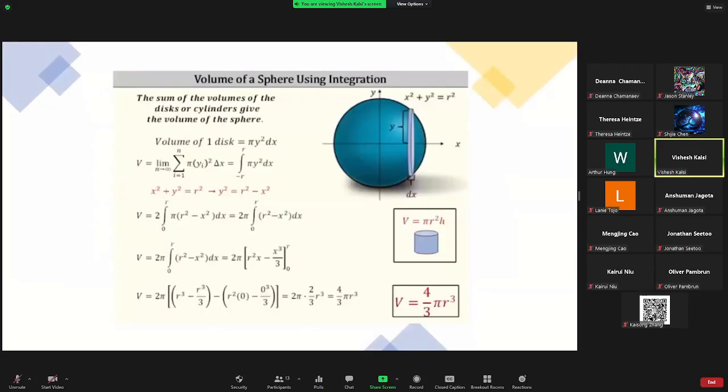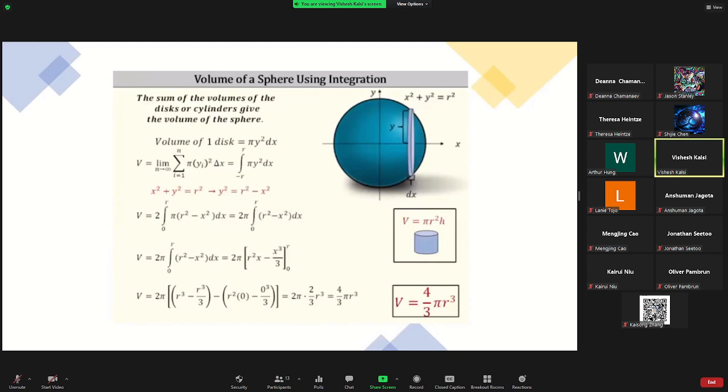Obtain this expression. To begin, one way to create a sphere would be to graph the circle x squared plus y squared equals r squared on the xy coordinate plane and then rotate the circle about the x-axis. After the rotation, we have a sphere with radius r.